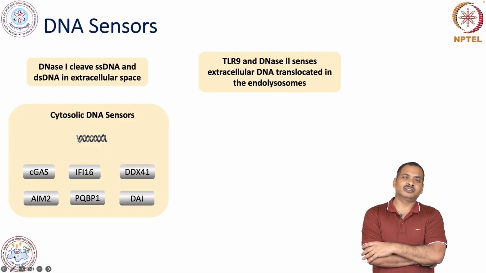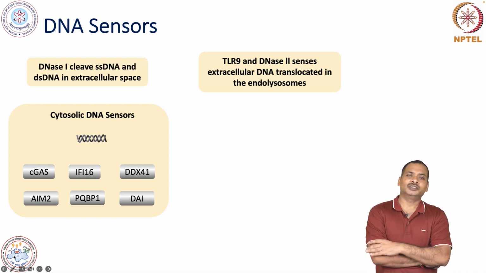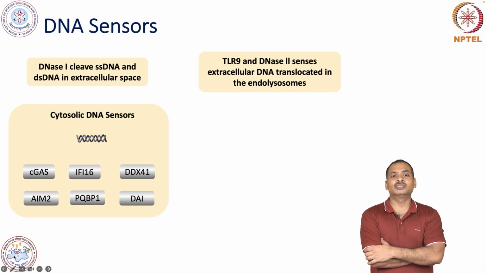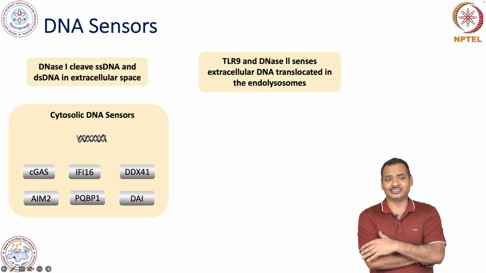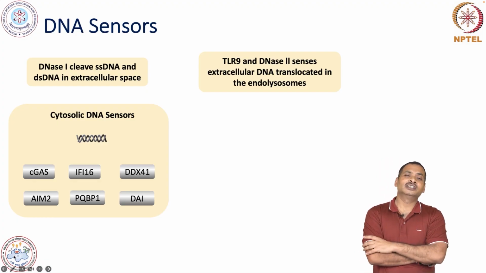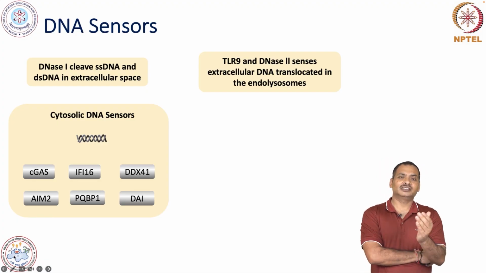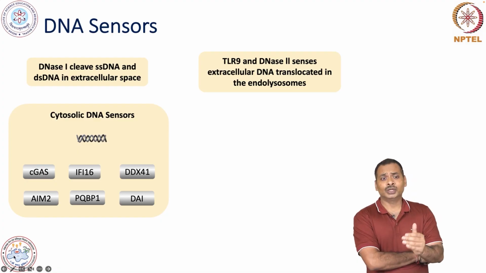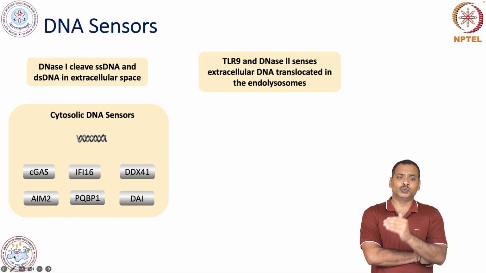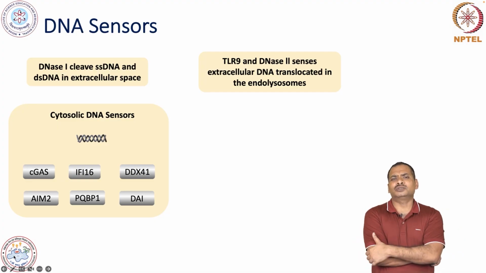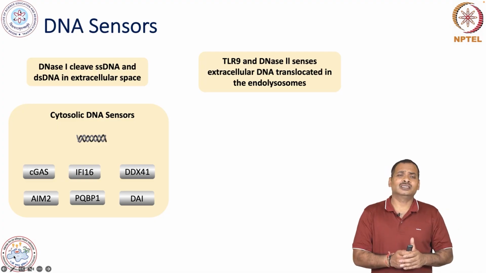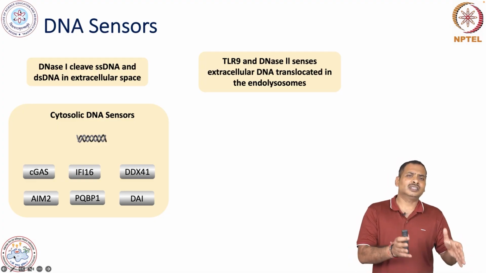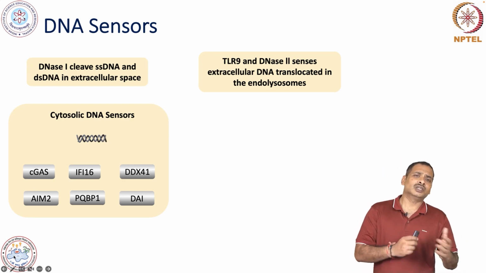Inside the cell there are various kinds of sensors, and we categorize these sensors into two major parts. One is cytosolic DNA sensors. Here you can see the cytosolic DNA sensors: cGAS, IFI16, DDX41, AIM2, RNA polymerase III, LRRFIP1 and DAI. So these are basically cytosolic sensors, they sense DNA in the cytosol, outside the nucleus.